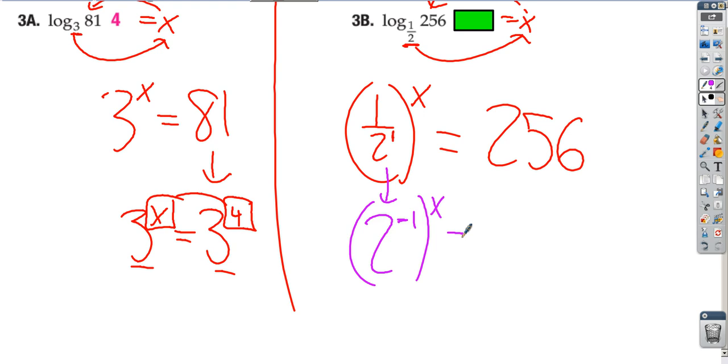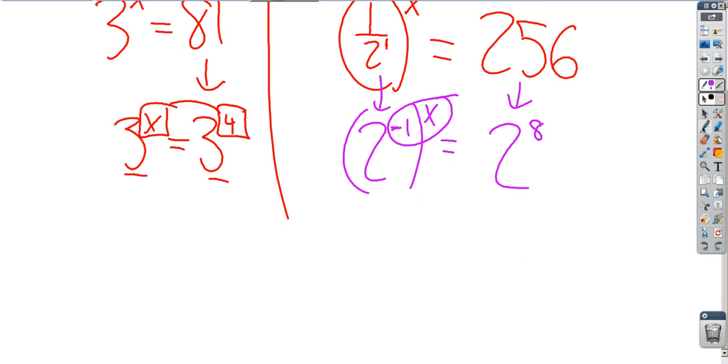You're raising it to the x power. And then 256 also has to be a power of 2, and that turns out to be 2 to the 8th power. That's equivalent right there. We knew it had to be a power of 2 because otherwise there's no way to solve this without using a calculator. So that means if we multiply these together, we would get 2 to the -x, and that is equal to 2 to the 8th.